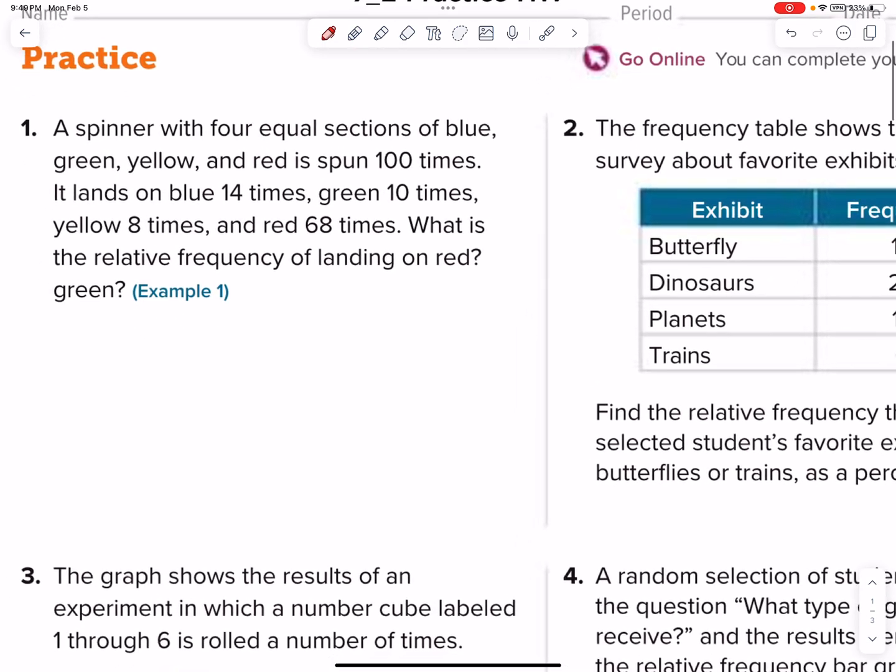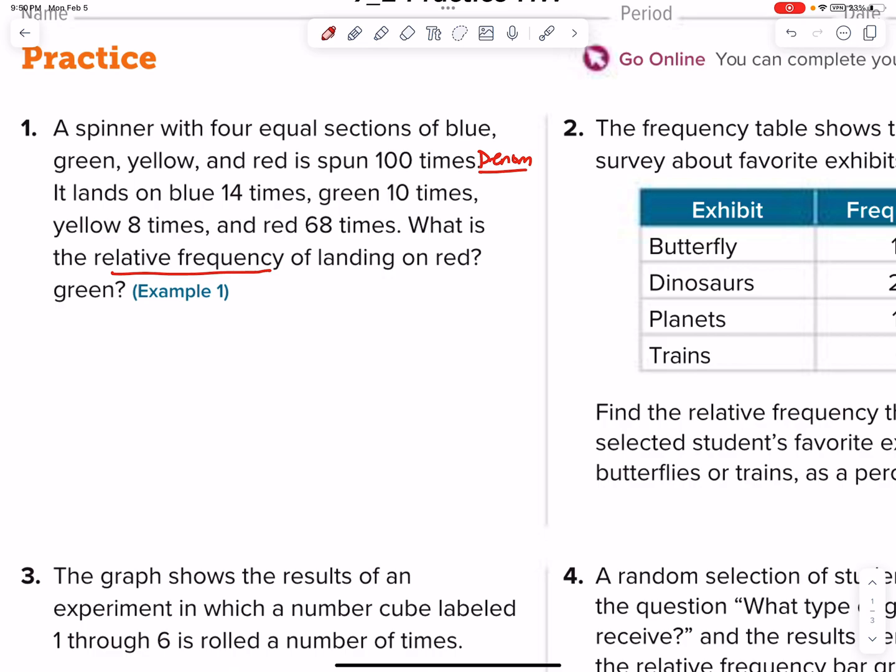Okay, all right, let's jump back up to the top. We got some spinners here and things like that. We're just focusing on relative frequency. Remember, that's just sharing the fraction, decimal, and percent, please. But you're not talking about probability of different things happening. Okay, so a spinner with 4 equal sections of blue, green, yellow, and red is spun 100 times. So that's your denominator. Okay, and it lands on blue 14 times, green, and so on. What's the relative frequency of landing on red?